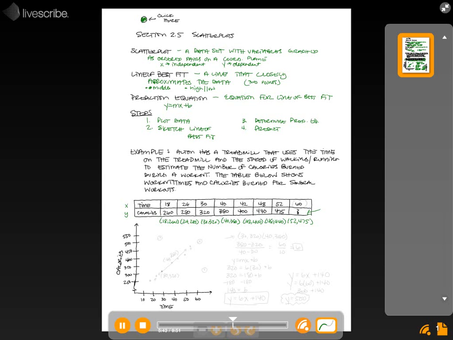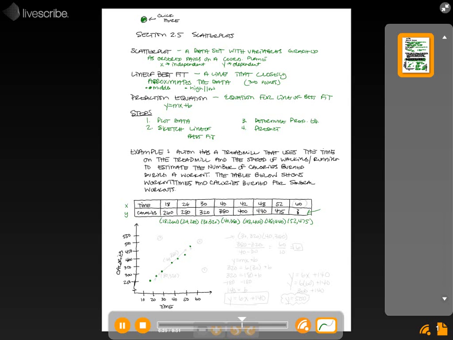Our first step, according to our steps for a scatter plot, is to plot the data. So we're going to take all these points and we're going to plot them. So let's plot 18, 60; 24, 80; 33, 320; 40, 380; 42, 400; 48, 440; and the last one is 52, 475. Okay, so there's our data.